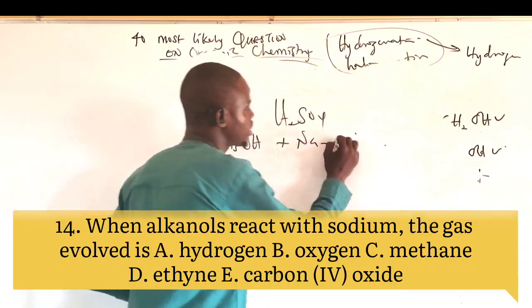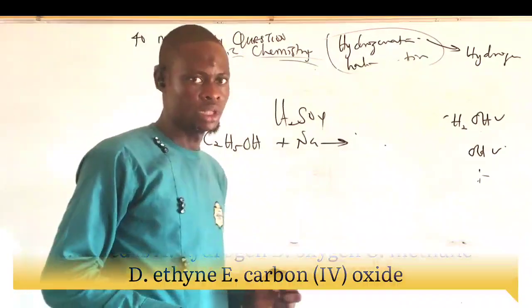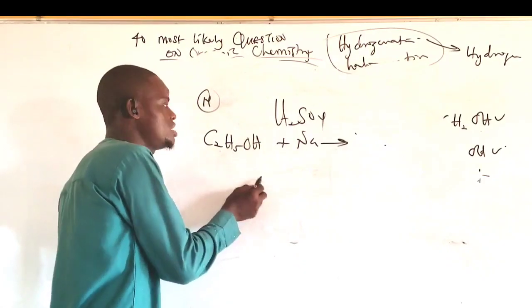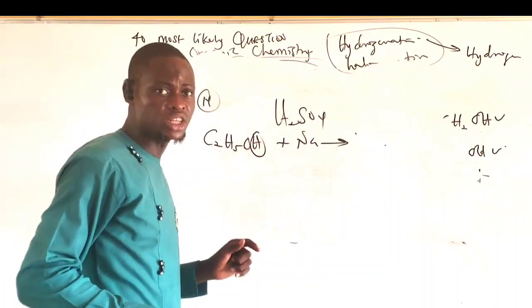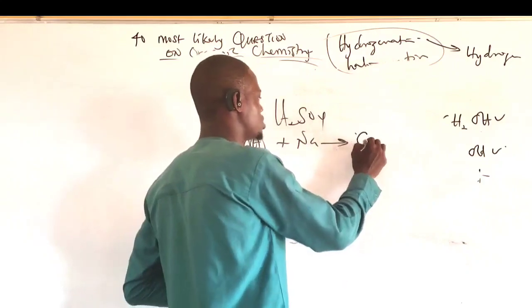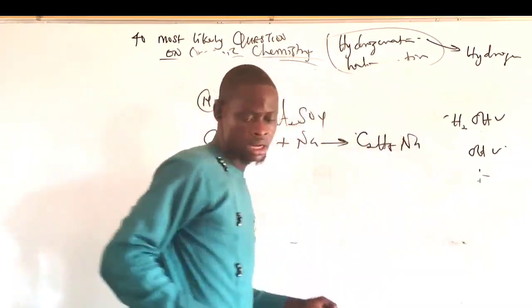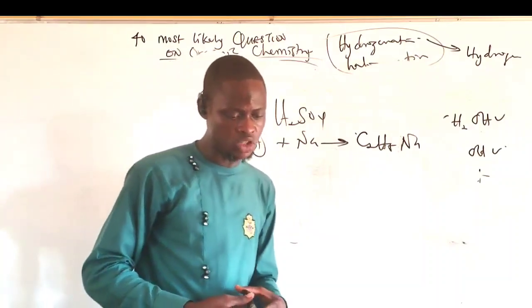Now, this undergoes a displacement reaction. Are you getting what I'm saying? When sodium reacts with ethanol, it displaces hydrogen to produce sodium ethanoate.